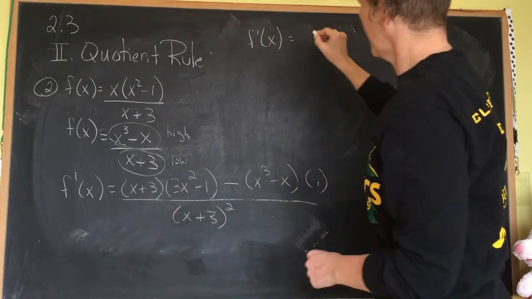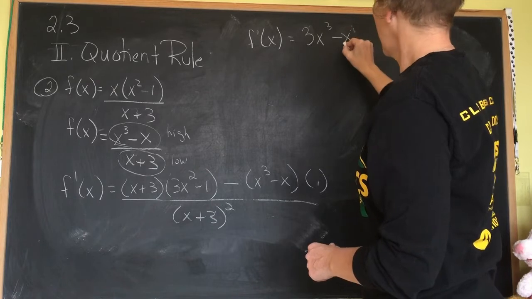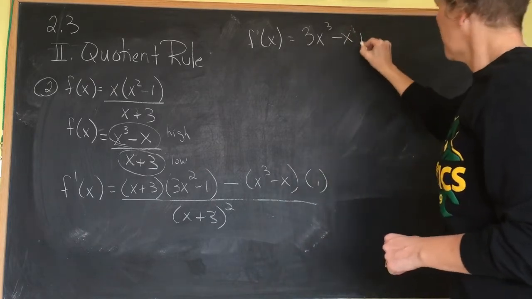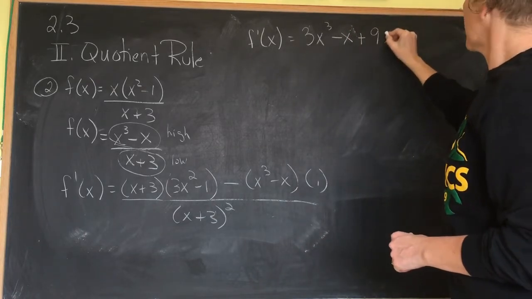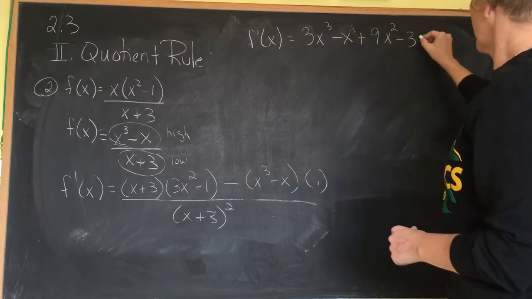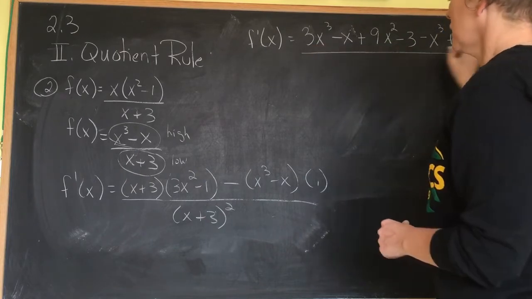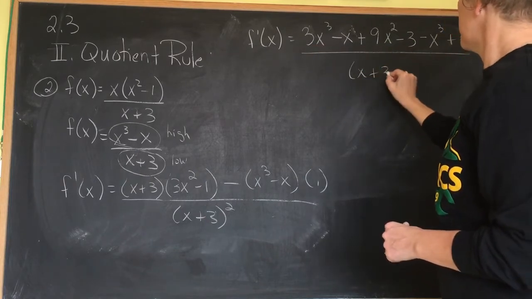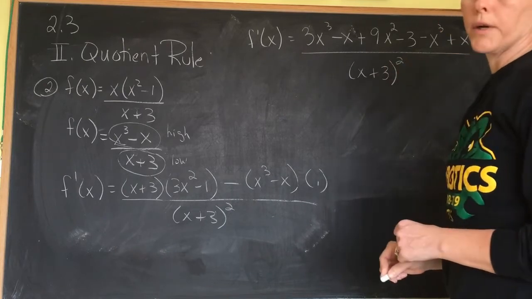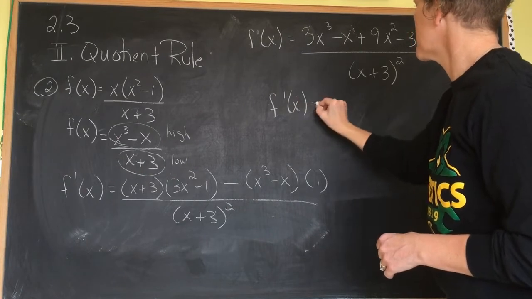So if I FOIL that, I get 3x cubed minus x plus 9x squared minus 3. I'm going to distribute the negative there, so minus x cubed plus x, still all over x plus 3 squared. So my last step is just combining those like terms here.